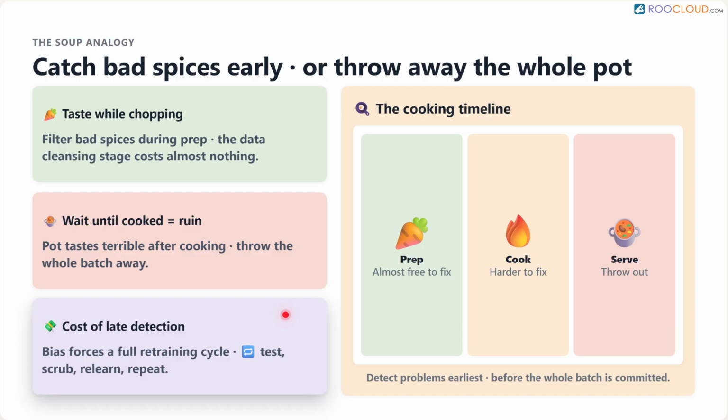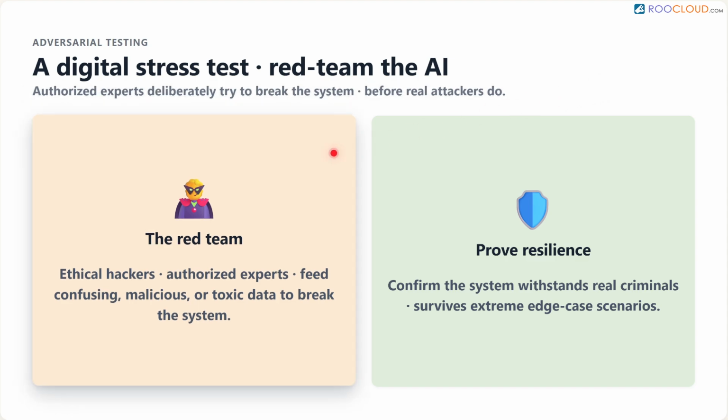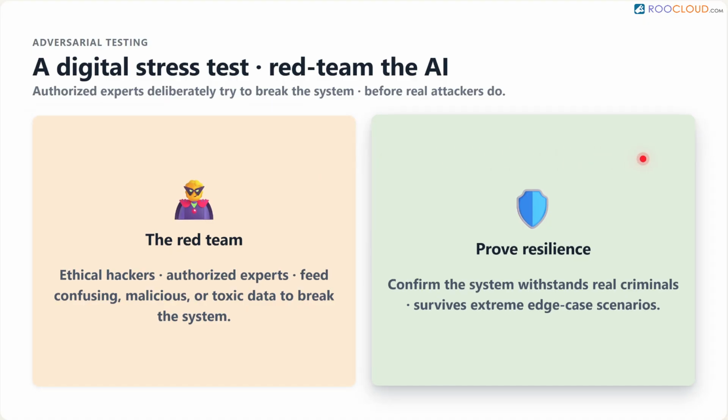Let us now examine how we protect these systems through adversarial testing. Adversarial testing is essentially a digital stress test. It involves a team of authorized experts, often called a red team or ethical hackers, who intentionally feed confusing, malicious, or toxic data into the system. Their goal is to trick the system into making a mistake, proving whether it can withstand attacks from real criminals or survive highly unusual, extreme scenarios known as edge cases.